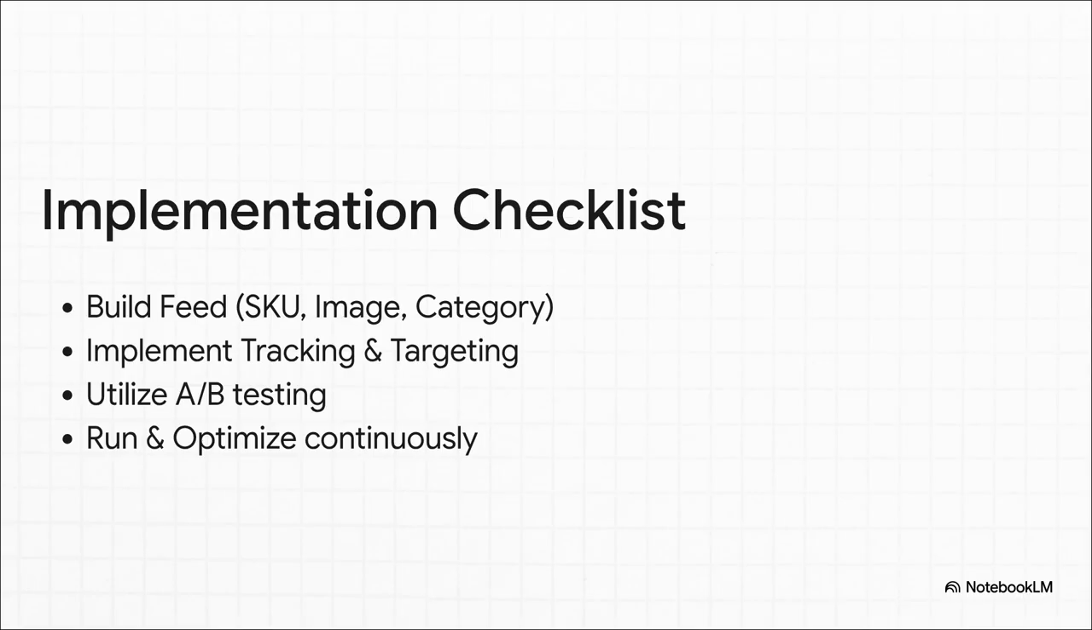Okay, here is your essential implementation checklist. First, you absolutely must build a clean feed. Your SKUs, images, and categories have to be perfectly organized. Second, properly implement tracking and targeting, utilizing your pixel, your first-party data, and the Conversions API or CAPI to ensure data flows securely directly from your server.